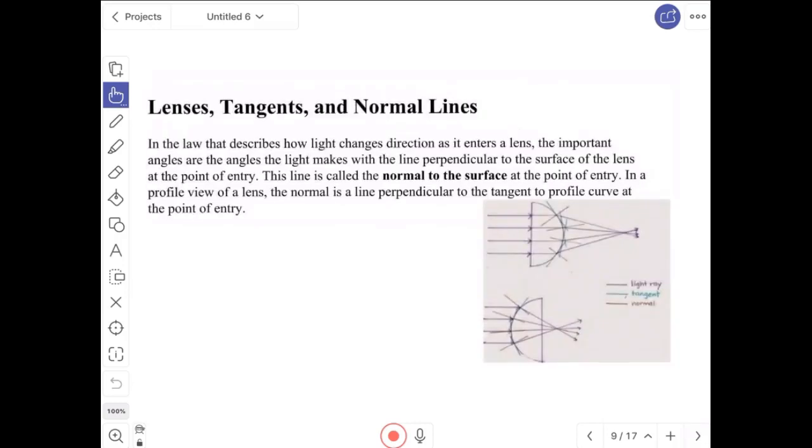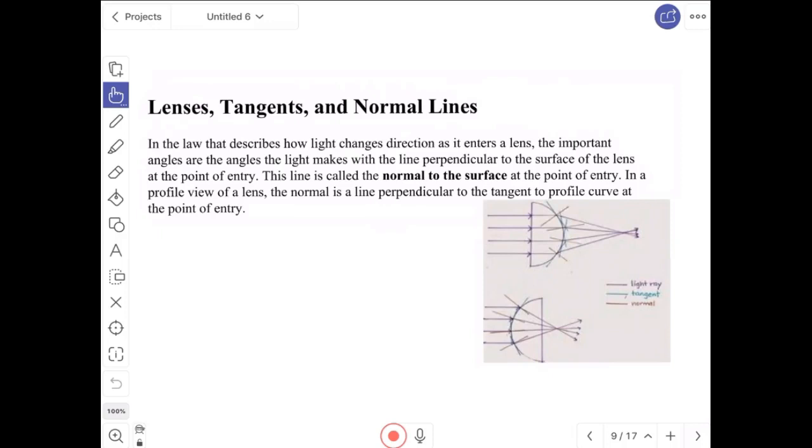So in order to make this a little bit more applicable, we can apply this concept to a lens, and that could be a contact lens or something optical or anything like that. So in the law that describes how light changes direction as it enters a lens, the important angles are the angles the light makes with the line perpendicular to the surface of the lens at the point of entry. That is called the normal to the surface at the point of entry.